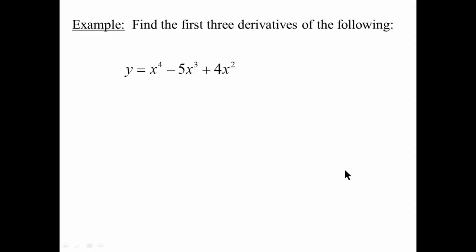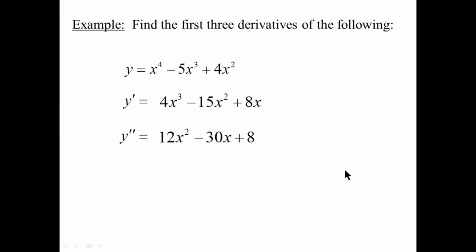Here's an example, find the first three derivatives. Well, it's really pretty simple. Differentiate the first one, which we know how to do. Now this is a simple example. Sometimes they get increasingly complex. So we'll differentiate the function and then differentiate the derivative to get the double prime, the second derivative. Here we have 12x squared minus 30x plus 8. And then differentiate this and we have the third derivative. It'll be 24x minus 30.